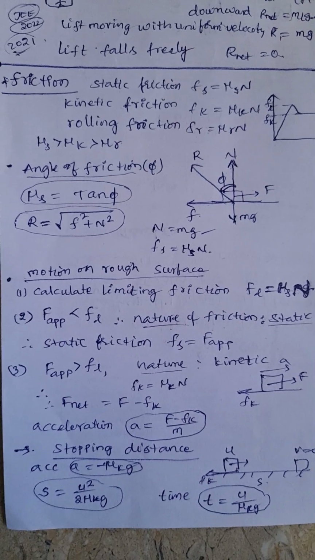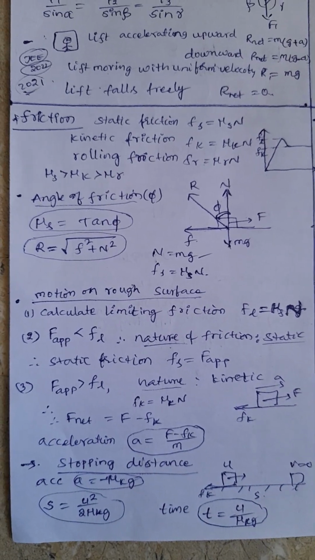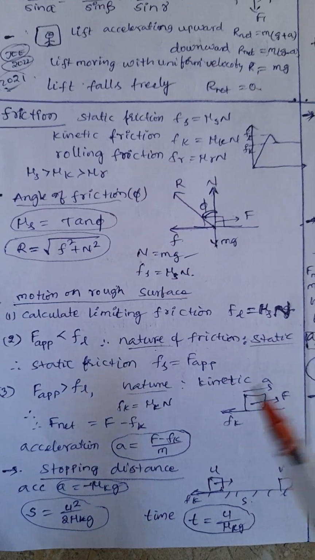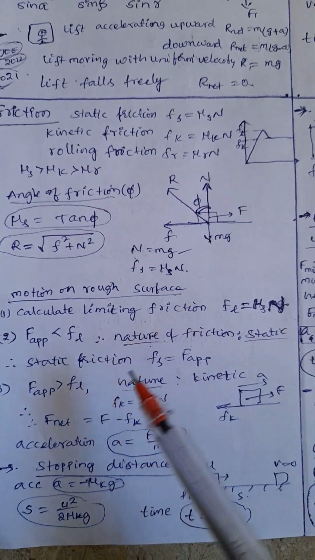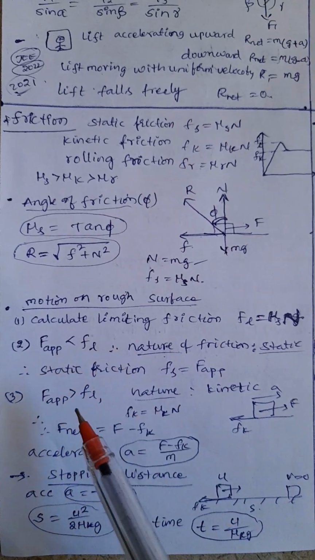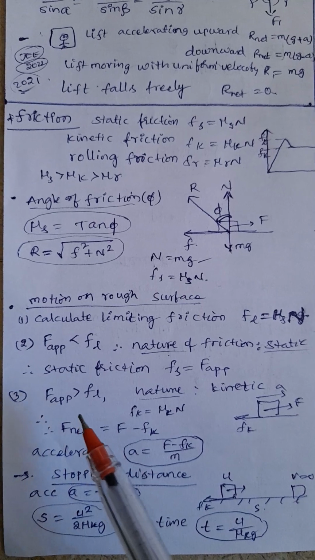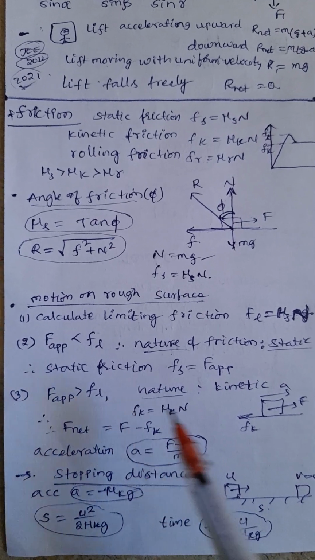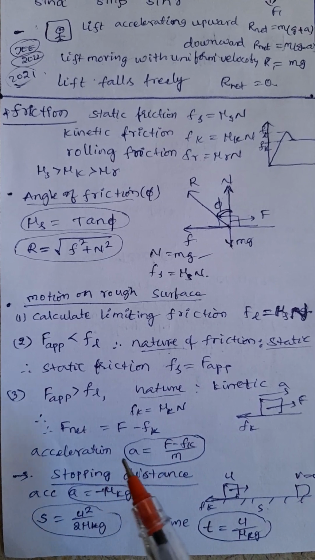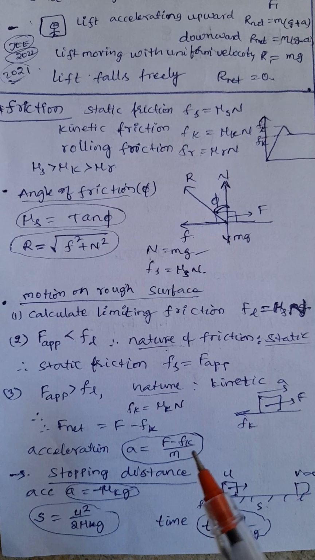On motion of a body on a rough inclined plane, to find the nature of the friction, first we have to calculate the limiting friction value. Fl is equal to mu s into N. If the applied force is less than limiting friction, the nature of friction is static, and static friction is equal to the applied force in this case. But if the applied force is greater than limiting friction, the nature of friction is kinetic, and Fk is equal to mu k N, then net force is equal to F minus Fk, and acceleration of the body is equal to (F minus Fk) by mass.